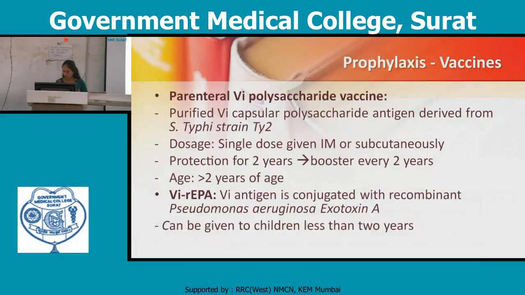Parenteral Vi polysaccharide vaccine, a prophylactic vaccine, from S. typhi strain Ty2, dosage single dose IM or subcutaneously. Protection for 2 years, booster every 2 years, for age greater than 2 years. Vi-rEPA: Vi antigen is conjugated with recombinant Pseudomonas aeruginosa exotoxin A, and can be given to children less than 2 years.